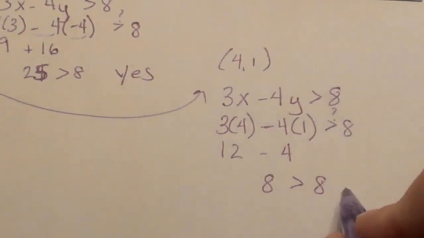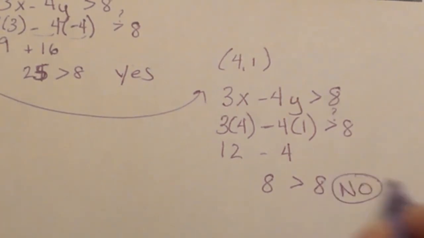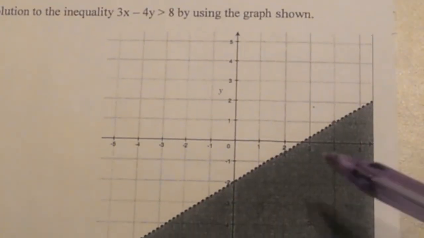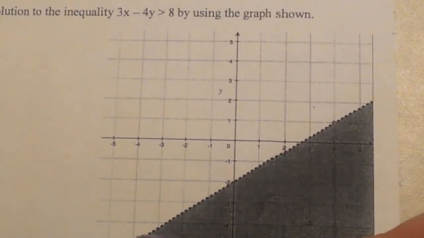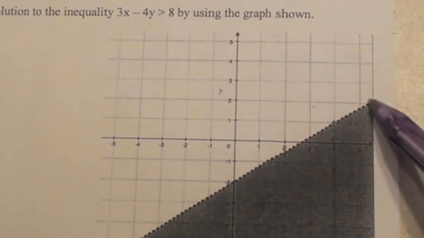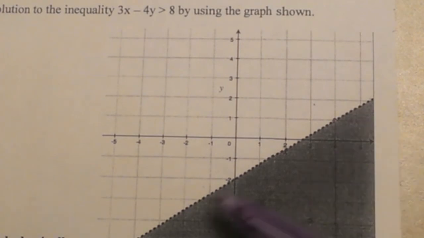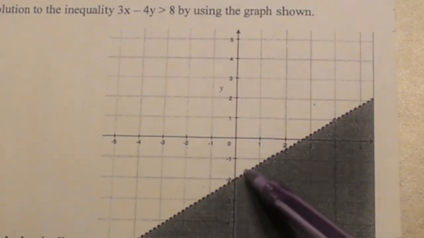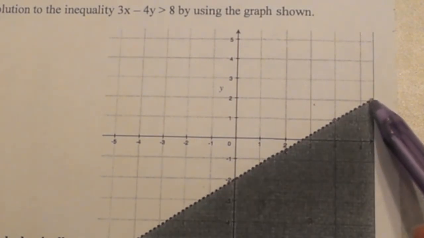8 would be greater than or equal to, which is why we know that the ordered pair (4, 1) is not a solution to my inequality. And again, that goes back to that point is right on my boundary line, and because my inequality didn't include or equal to, any point on this boundary line is not a solution to this inequality.